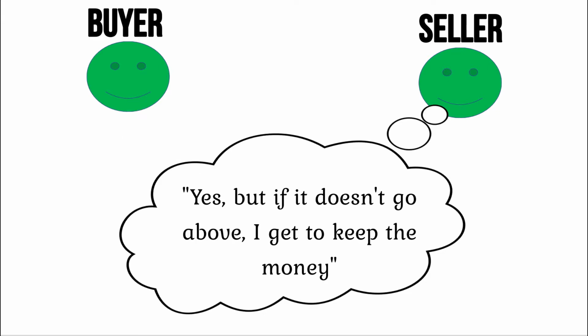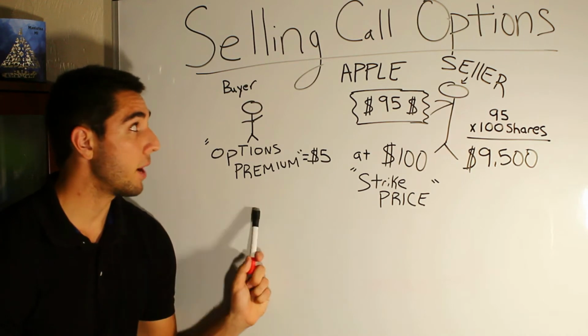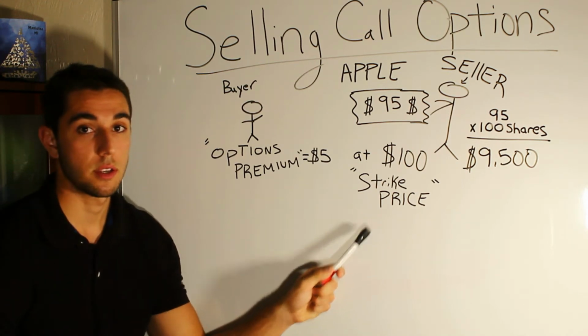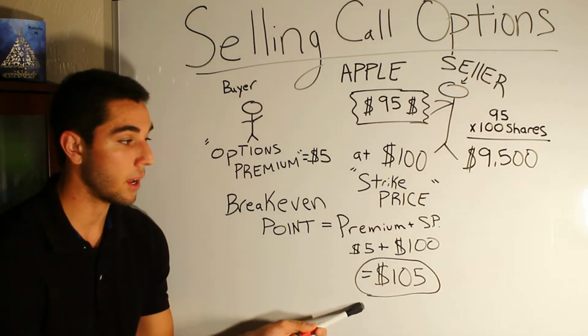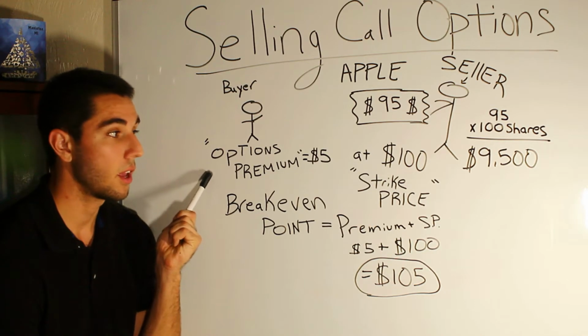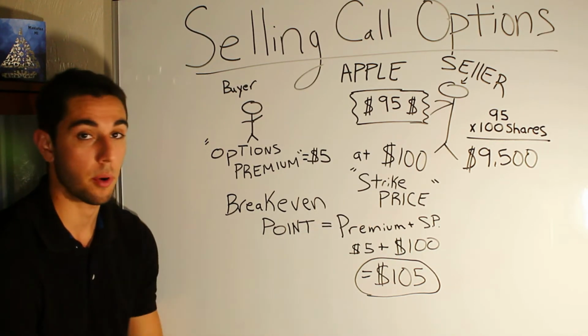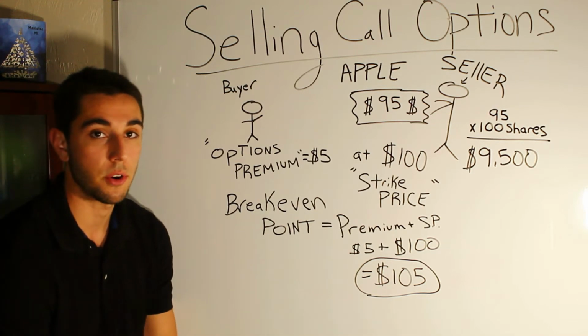Now what's going to happen is the seller is going to say yes, but if it doesn't go above that price, the seller gets to keep the money. What this $100 strike price means is that the buyer wants it to go above that price. Now when this buyer buys this option from you, he's hoping that the price of the stock actually goes above 105 because he has to pay this price in order to get that call strike price. So that means that he has to get above 105 to make any return.